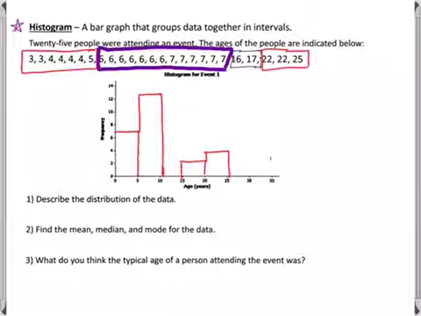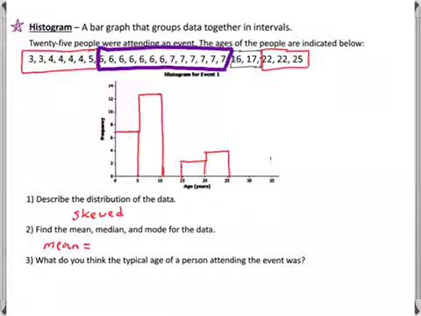So in this one, we want to talk about the distribution of data. Well, we know that this is skewed. It's not symmetrical whatsoever. A lot of the data falls to the left. We want to find the mean, median, and mode. So remember, for mean, we add up all the values, and then we divide by the number of values.